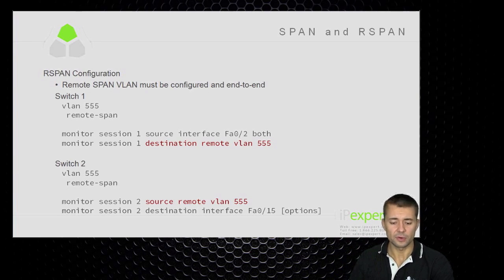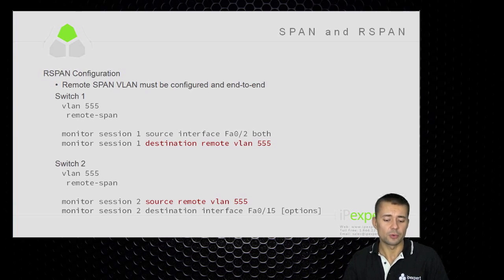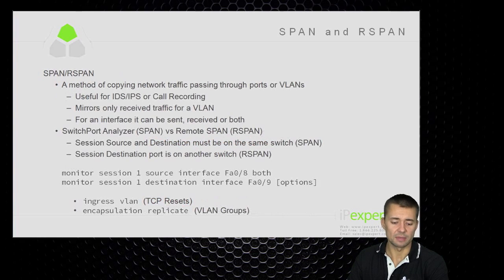And then on this first switch, the destination is going to be the remote SPAN VLAN. This is going to be then our source on the other switch. And then the destination on the second switch is obviously the IDS. Possibly those two options can also be enabled, or maybe just one of them, depending on what you're trying to accomplish.